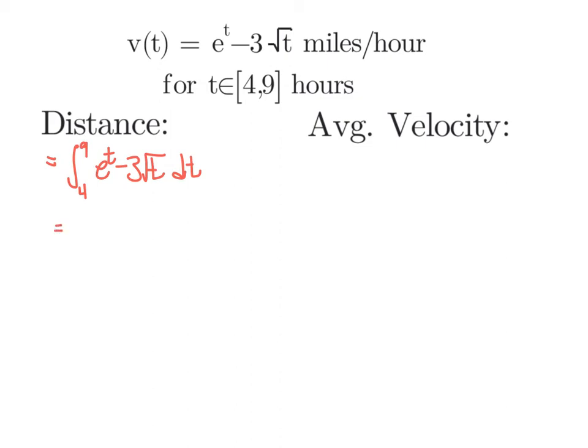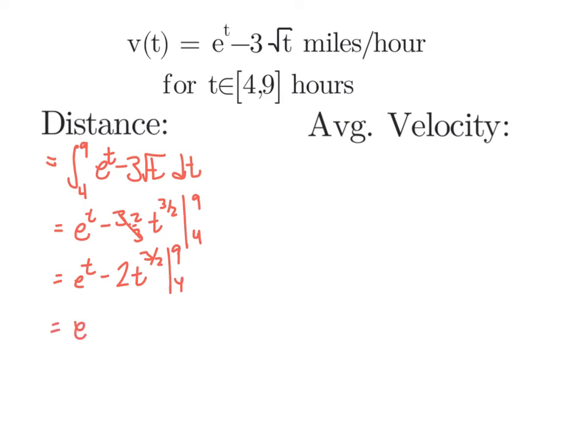So we would have to take the integral of that, which would be e to the t minus 3. Let's see, t gets raised from 1/2 power to the 3/2 power. So we have to divide by 3/2 or multiply by 2/3. So that would be e to the t minus 2t to the 3/2 evaluated from 4 to 9. Now when we plug in 9, we'll get e to the 9th. And 2 times 9 to the 3/2 is 54.